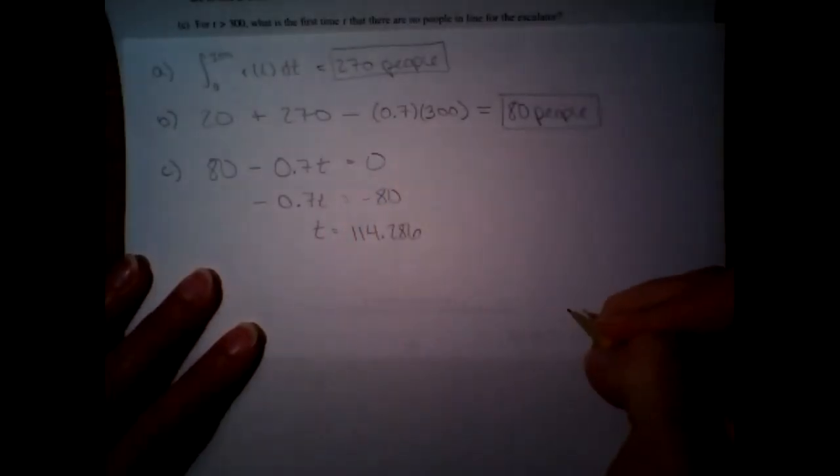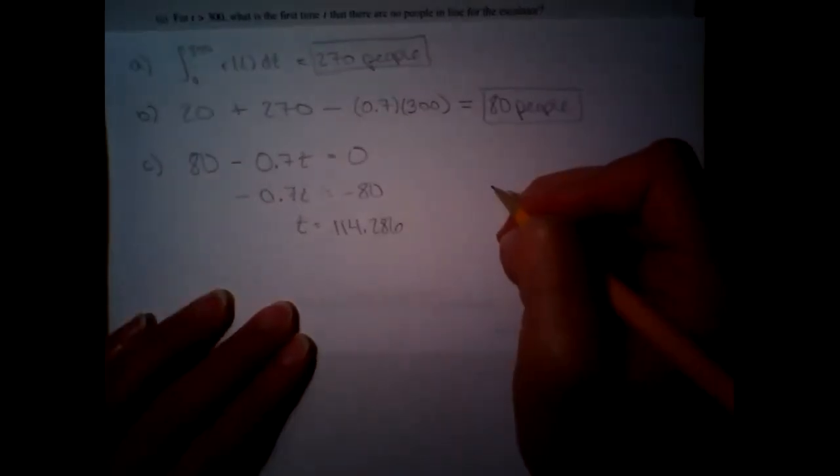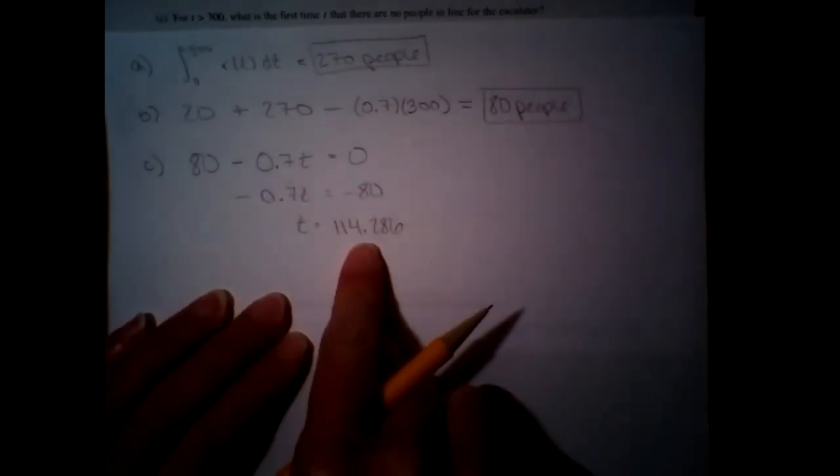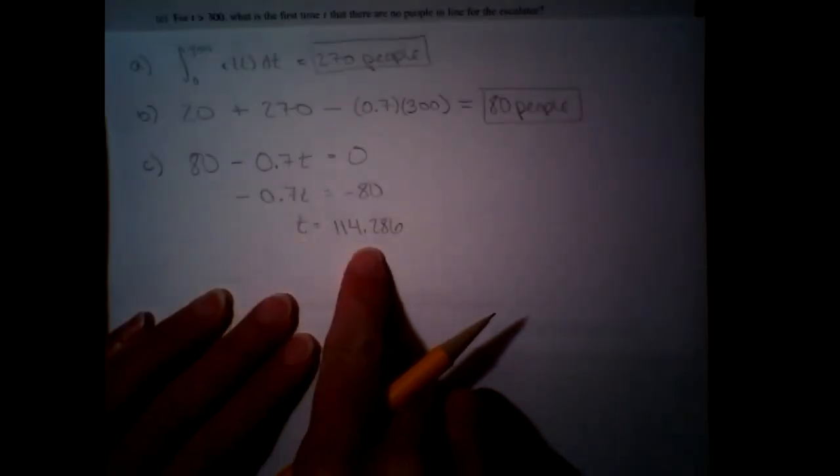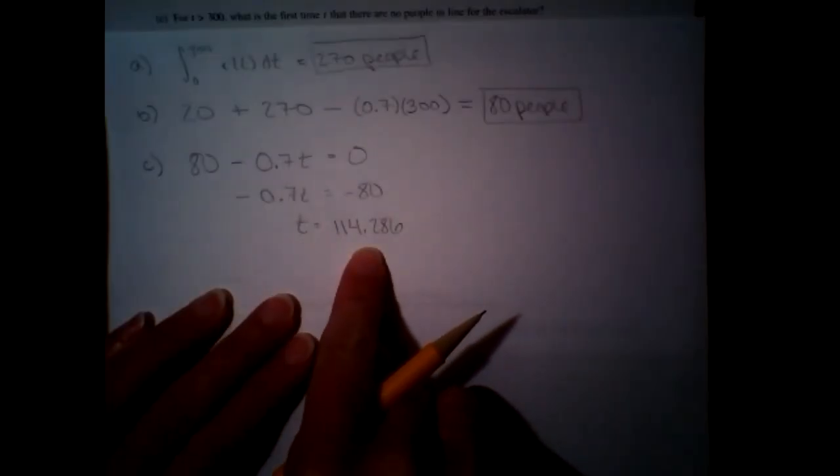Now, here's what I think is tricky about this question. If you're rushing, like if I was rushing on this exam, I'm going to be honest, I would have lost this point because I would have overlooked this. That's the time since 300 seconds. We started at 300 seconds. This is how many more seconds went by for the line to be empty.